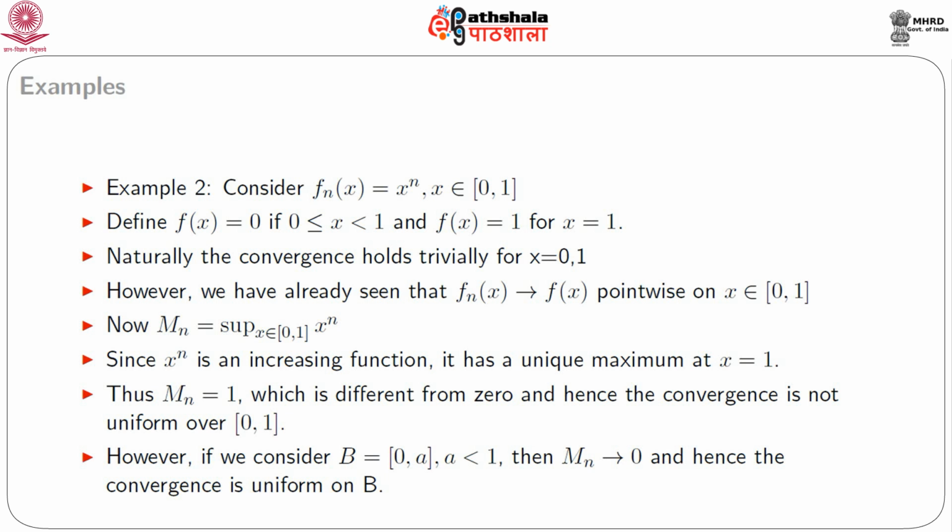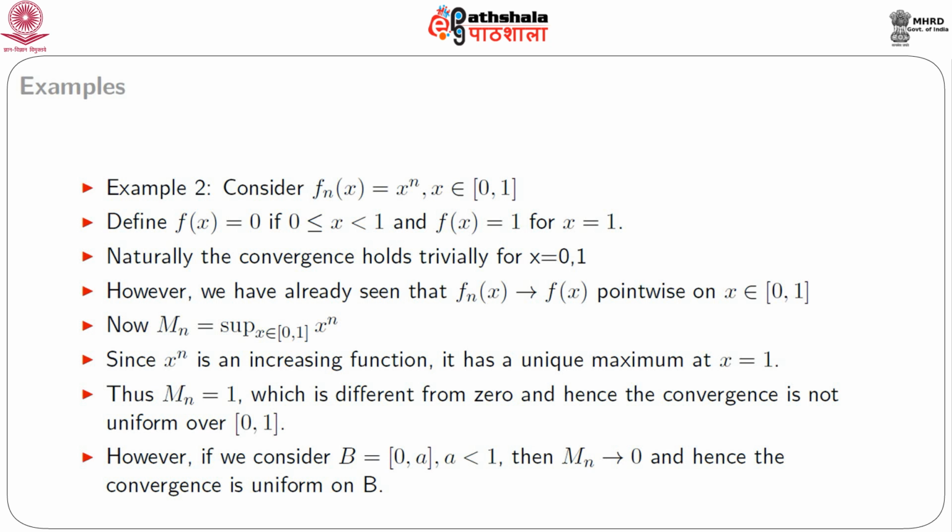However, if we consider B as a subset of 0 to 1, that is, say, the closed interval 0 to A for A strictly less than 1, then Mn tends to 0, and hence the convergence is uniform on B.